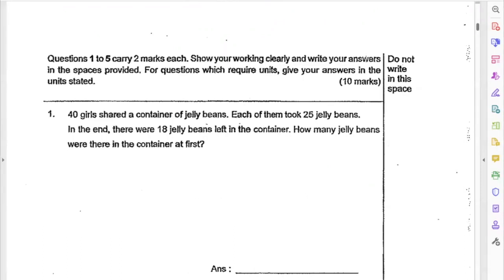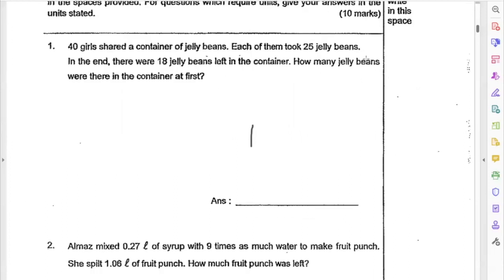So there are 40 girls, and each of them took 25 jelly beans. So altogether, the 40 girls will have 40 times 25. That will give you 1,000 jelly beans. So the 40 girls received 1,000 jelly beans. But in the end, there were 18 jelly beans left in the container. So these 1,000 jelly beans were taken from the container.